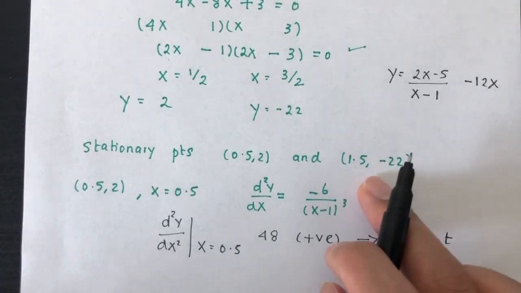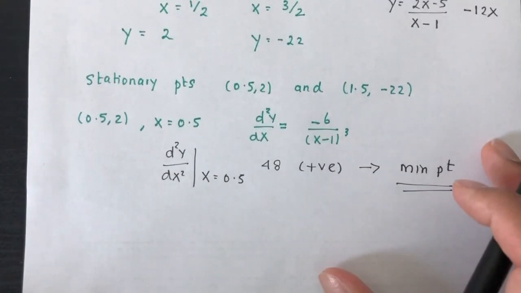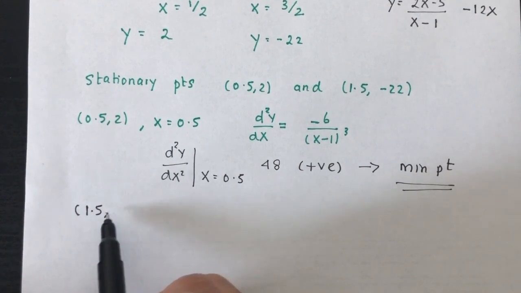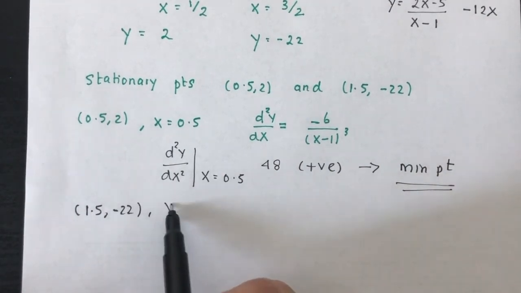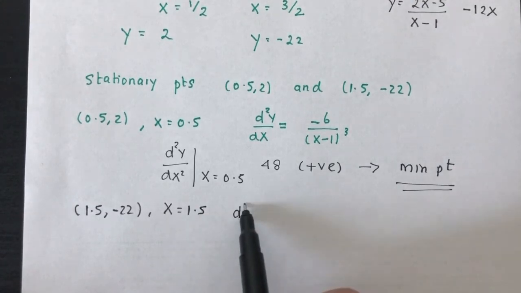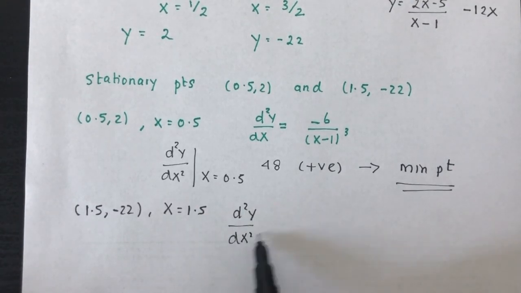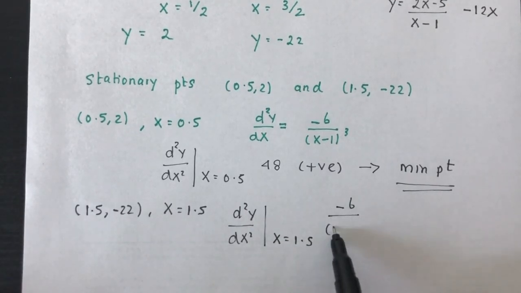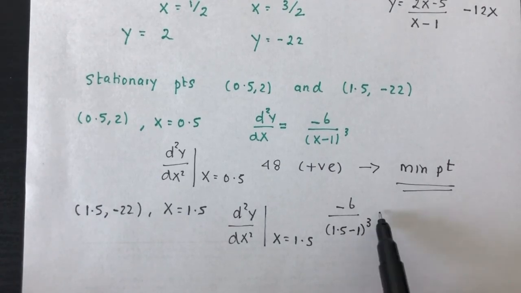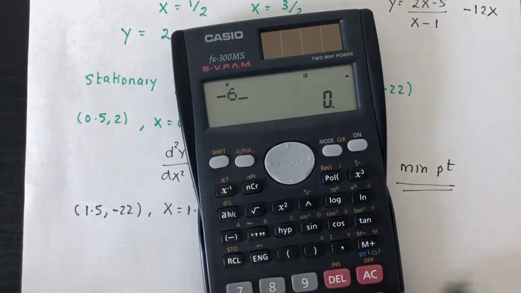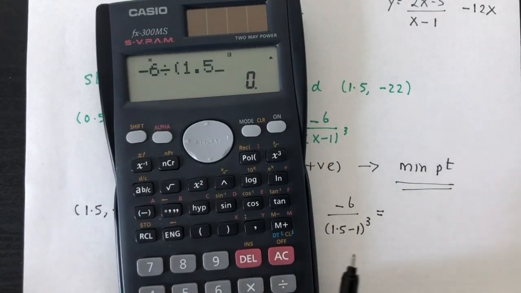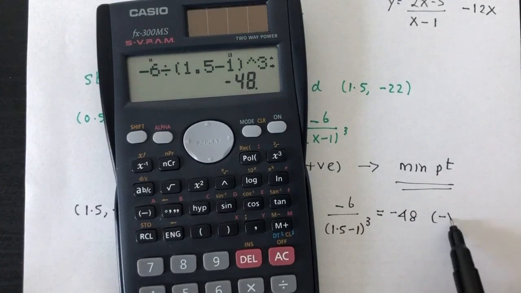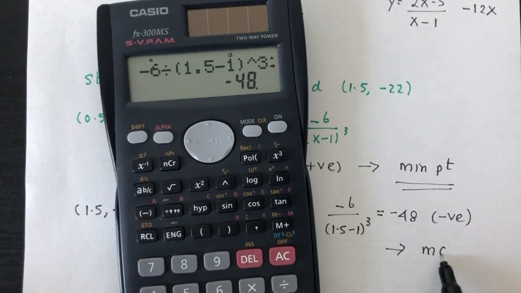So now logically this one will have to be a maximum point, but let's check to show that you have shown that it is a maximum. So same way, that will be 1.5 and this will be minus 22. Now for x equal to 1.5, we have to find d2y by dx2. When x equals 1.5, that will be minus 6 over (1.5 minus 1) cubed. That should be minus 48. Now since the value is negative, it has to be a maximum point.